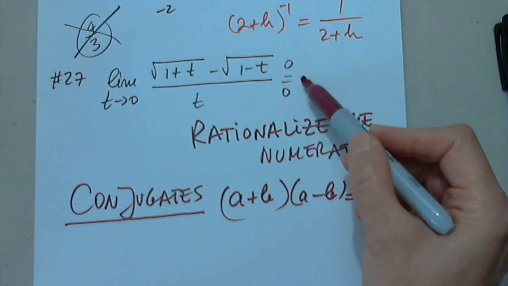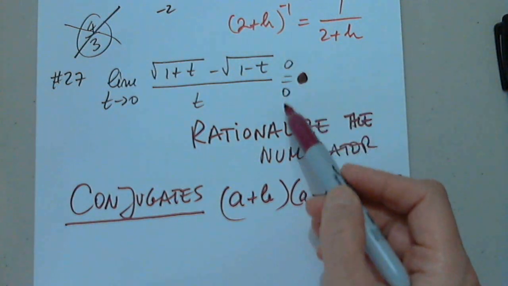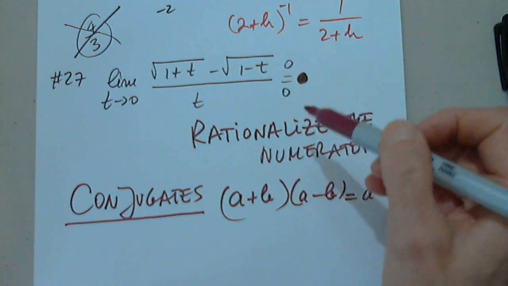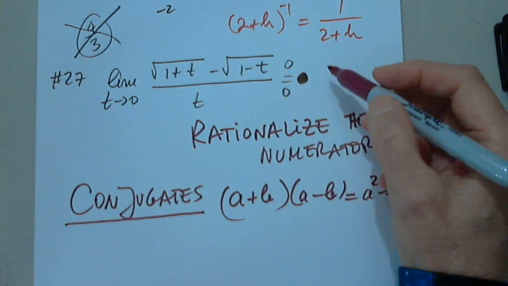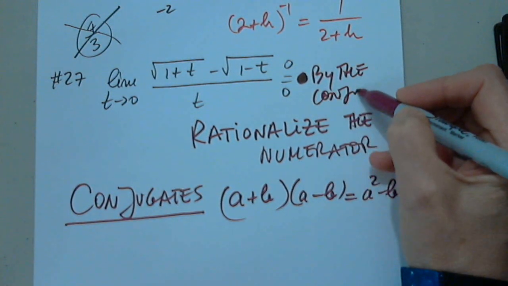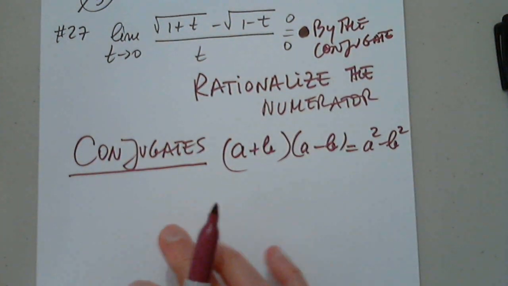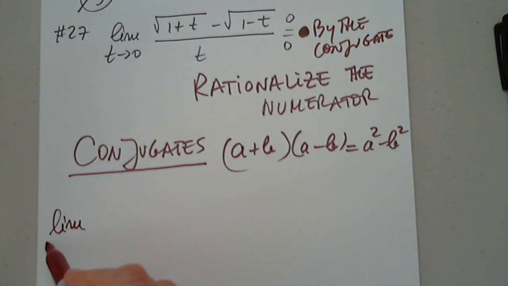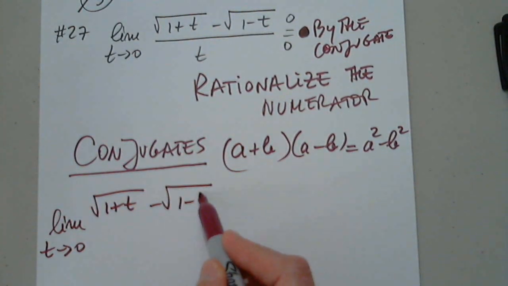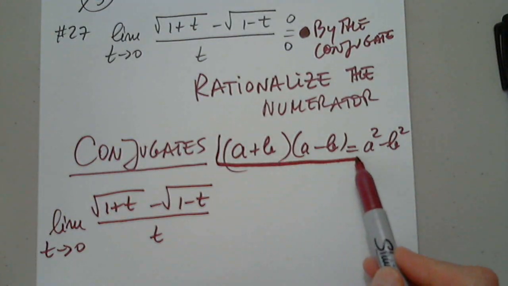Now I'm going to multiply, but because I already have the 0/0 and the equal symbol, I will write it again. I'm going to write a note here: multiply by the conjugate, of course, of the numerator, but I'm going to copy it again. So limit as t approaches 0, the square root of 1 plus t minus the square root of 1 minus t, divided by t. And this is the formula we are applying.